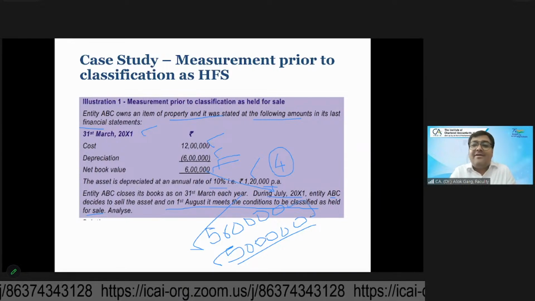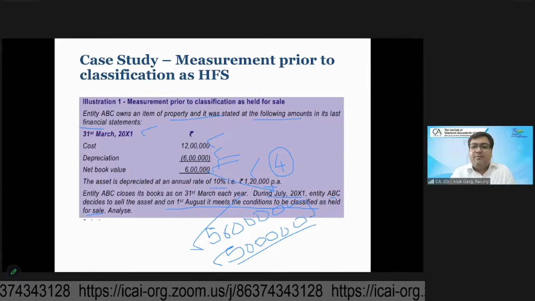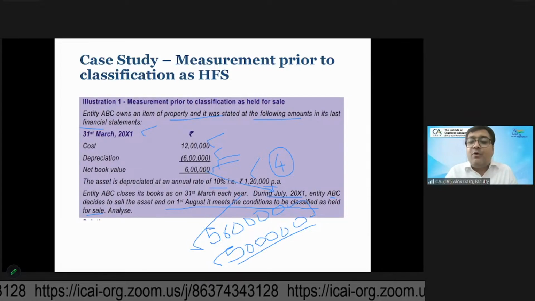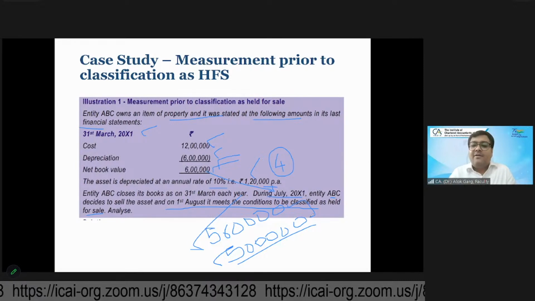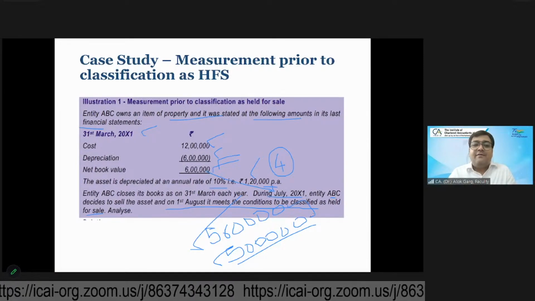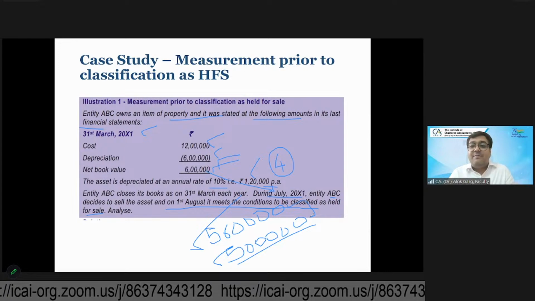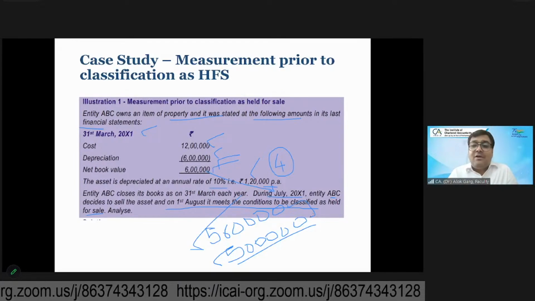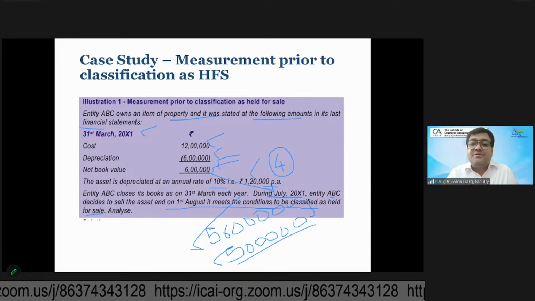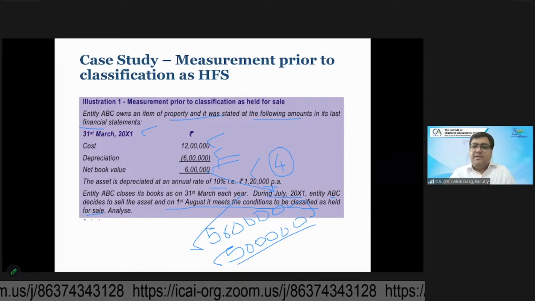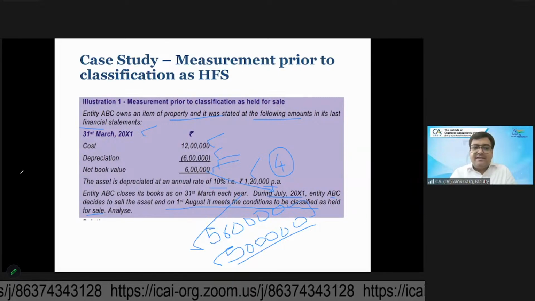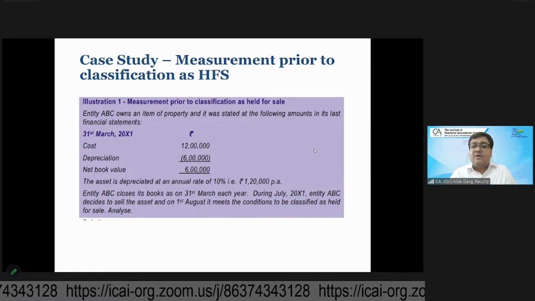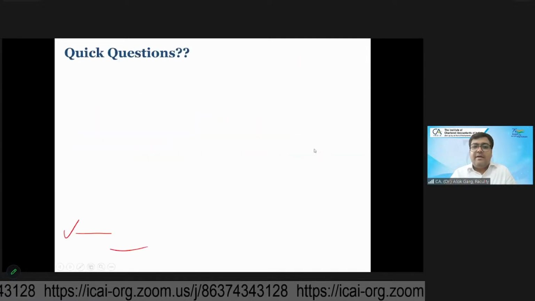So what is the accounting entry? NCA-HFS property account debit 5 lakh rupees, to Property, plant and equipment 5 lakh 60,000 rupees. The differential of 60,000 rupees will be charged to impairment loss. Right? Balancing figure. Impairment loss on change in classification, 60,000, charged to P&L. Is that clear? The measurement part is clear or not clear? Clear?